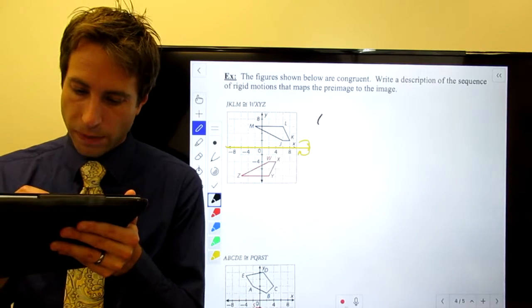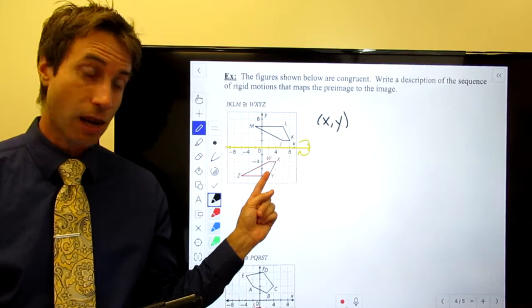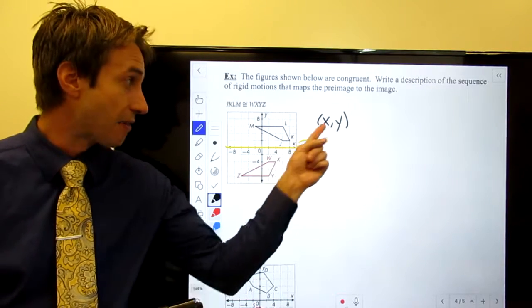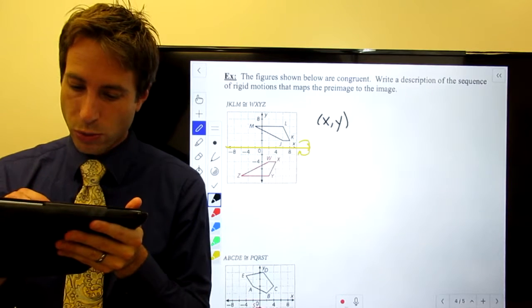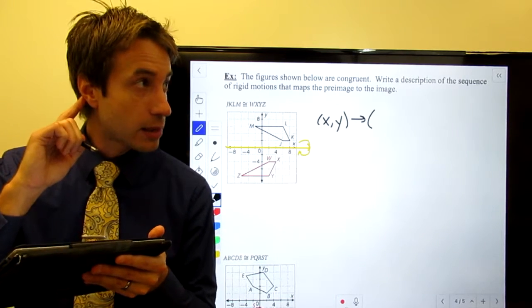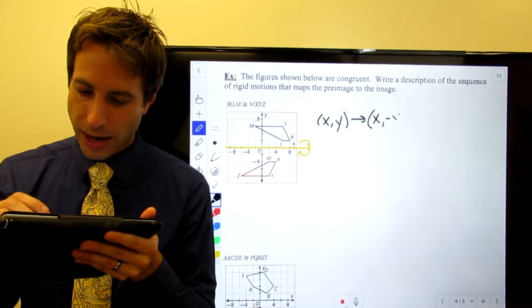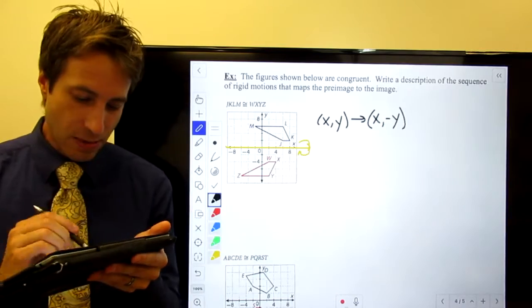So we're going to go x comma y. That's this guy starting at x comma y. All of these points have an ordered pair. I'm going to reflect them across the x-axis. How do you do that? Change the sign of the y. So x comma negative y. There we go. Awesome, that's going to move everybody.